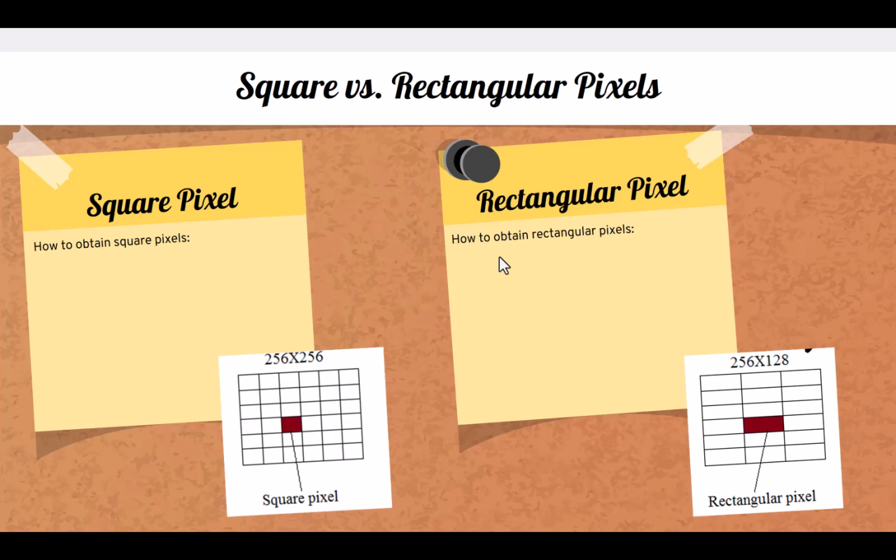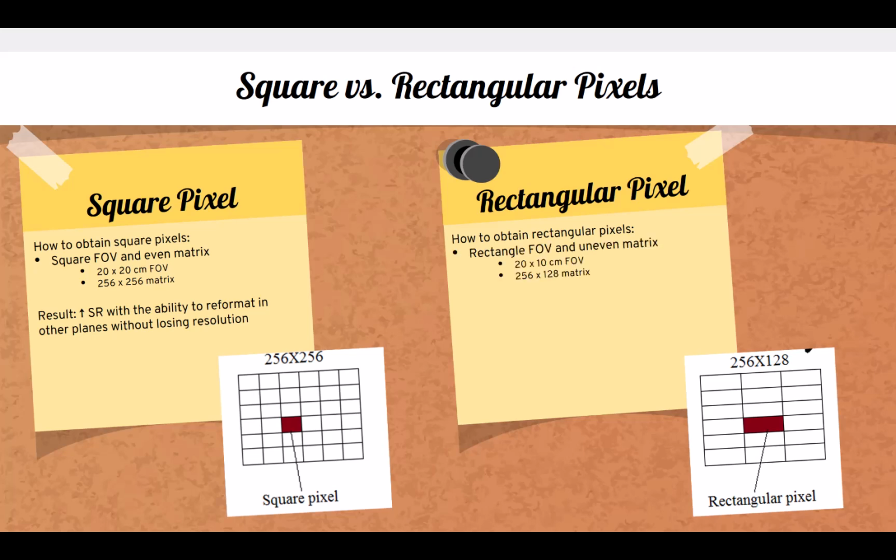Square versus rectangle pixels. A square pixel is obtained by choosing a square field of view and an even matrix. The result of doing this is going to increase your spatial resolution, with the ability to reformat in other planes without losing resolution. Compared to a rectangle pixel, which is obtained by using a rectangle field of view and an uneven matrix. The result here is a reduction in spatial resolution. However, scan time can be reduced because the phase encoding steps, which are now 128, are reduced.